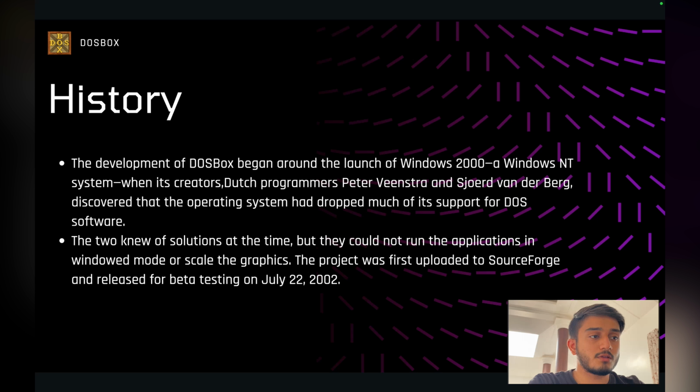So, let us look at the history of DOSBox. The development of DOSBox began around the launch of Windows 2000, when its creators, Dutch programmers Peter Veenstra and Joris van Dijk, discovered that the operating system had dropped much of its support for DOS software. The two knew of solutions at the time, but they could not run the applications in windowed mode or scale the graphics. The project was first uploaded to SourceForge and released for beta testing in July 2002.